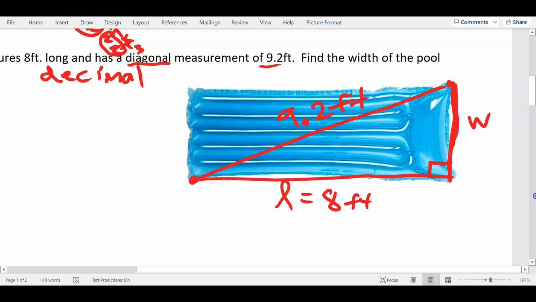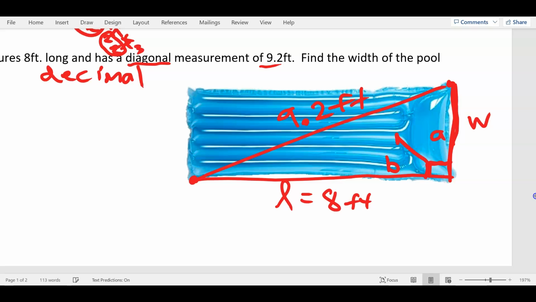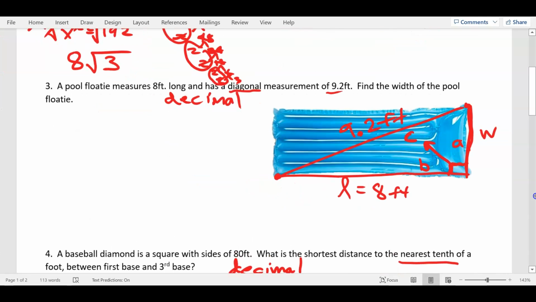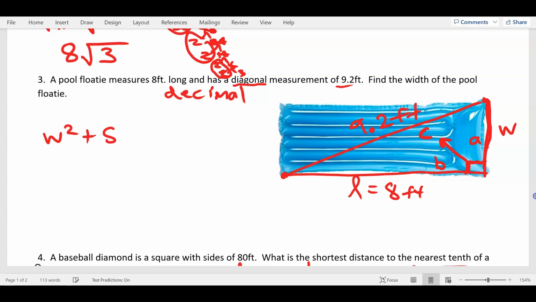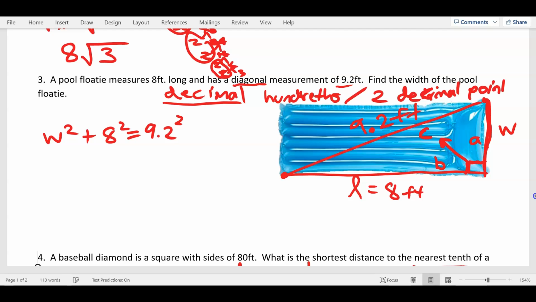All right, so we have a right triangle. So what I want to do is label once again. A and B are next to 90, and across is C. Even though we started with a picture, we can still do this using Pythagorean Theorem. So I'm going to do A squared plus B squared equals C squared. So I'm going to use W. W squared plus 8 squared equals 9.2 squared. When I do this, I am rounding my decimal to the hundredths, or otherwise known as 2 decimal points to the right of the decimal.